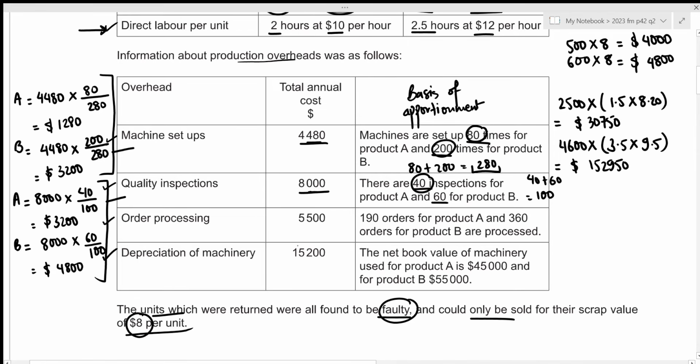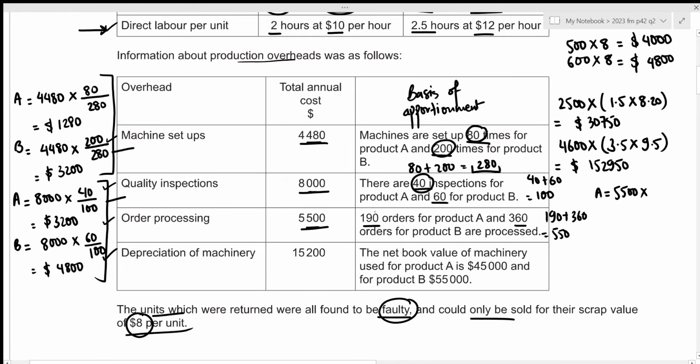Okay, now we can move towards order processing. So we have the total 5,500 and 190 orders were for product A and 360 orders were for product B. So the total is just going to be 190 plus 360, which results in 550. Let's figure out its apportionment towards product A. So we start with the total of 5,500.